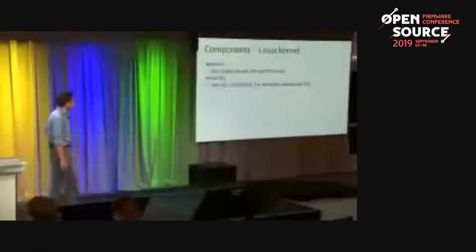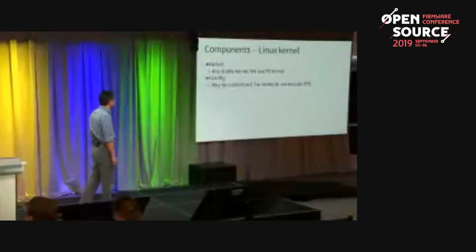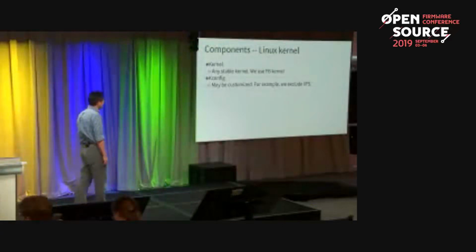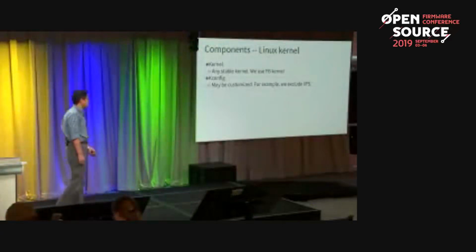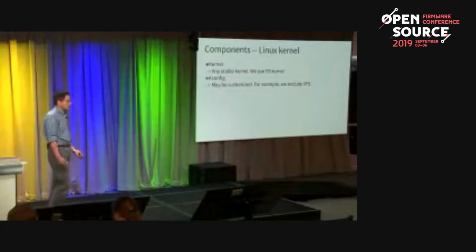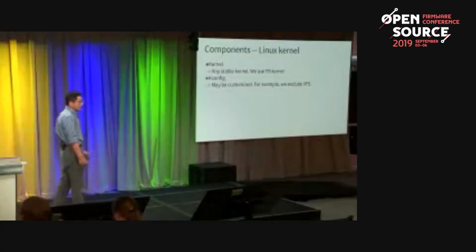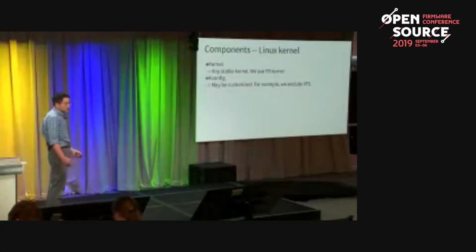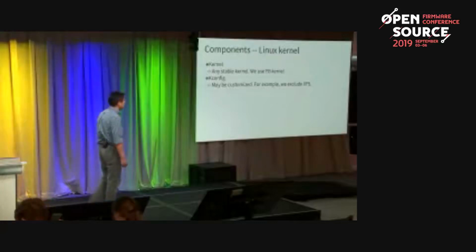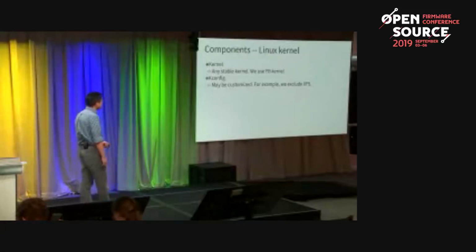Linux kernel. You can use any stable kernel, right? For us, we use our FB kernel, the same code as we use for the target OS. And then kconfig. You can customize the kconfig. For example, we exclude XFS support. Why? Because on our boot drive, we never use XFS. Our data drive uses XFS. But for LinuxBoot, it does not have to understand it, because it only needs to find the boot drive.